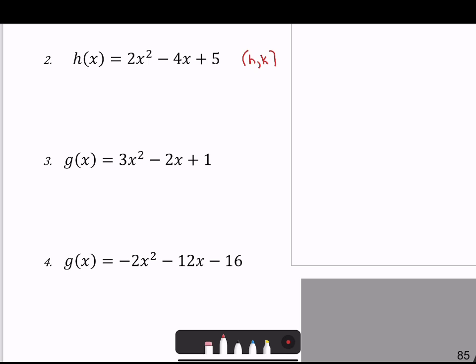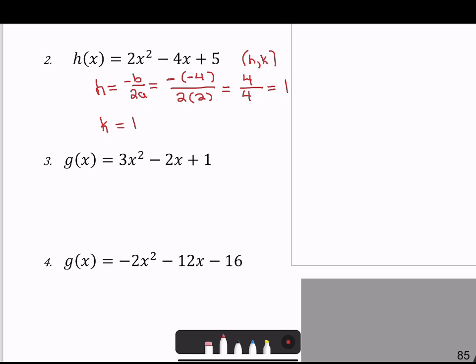Now this is my vertex. Don't get this confused with the H that's in the function. That's just the function. So H is equal to -B over 2A. So -B, your B value is -4. Again, you got a double negative there. And then you have 2 times 2. So this is going to turn into +4 at the top. And then 2 times 2 is 4. So this turns into 1.